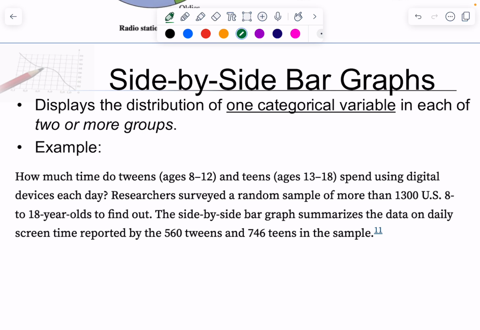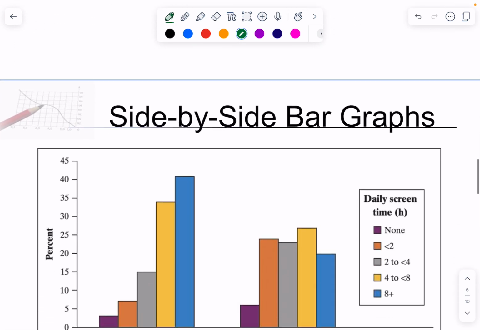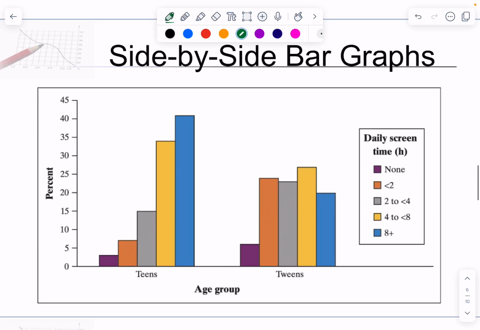So in our example, we're looking at the difference between tweens and teens and how much time they spend on digital devices each day. So they collected a sample of 1,300 US teens and tweens, 8 to 18 years old, to figure out what the difference between the groups is. So we're going to create side-by-side bar graphs to summarize the data that they recorded from that sample of 1,300 kids. One way to create a side-by-side bar graph, we're going to talk about two different formats.